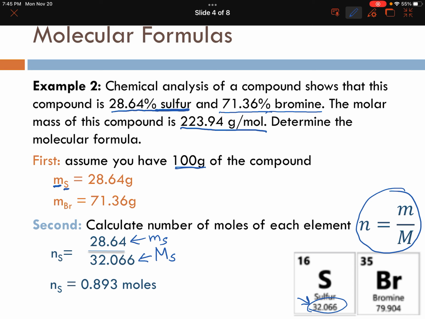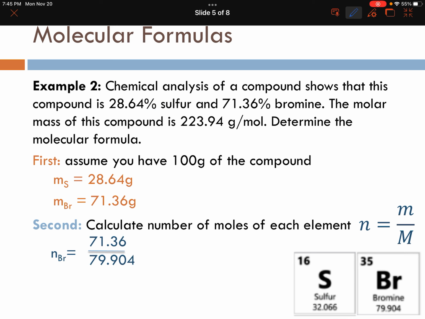Now we've got to do the same process for bromine. So bromine has a mass of 71.36 grams, and the molar mass of bromine is 79.904 grams per mole. And I read that again right off the periodic table. Do that division, and I actually also get 0.893 moles of bromine.